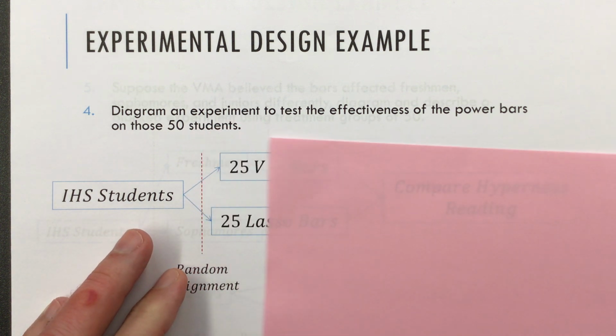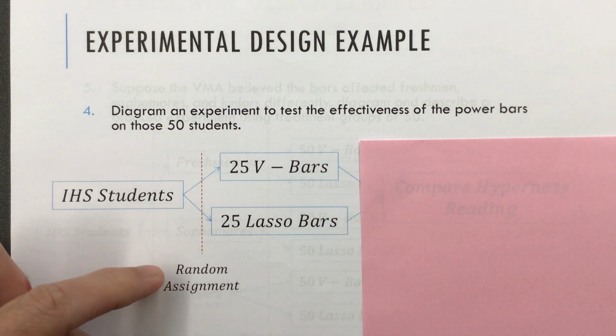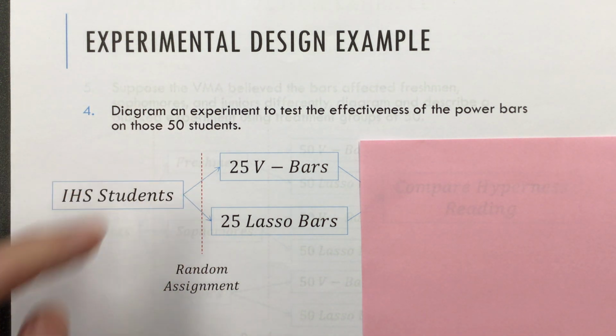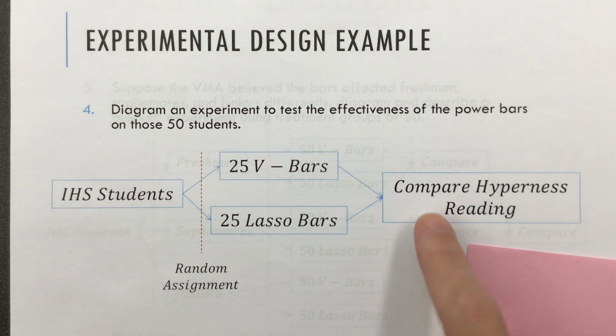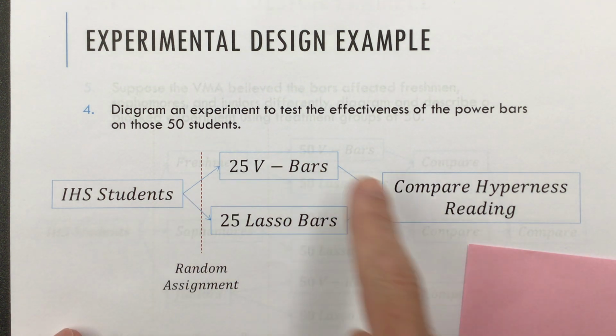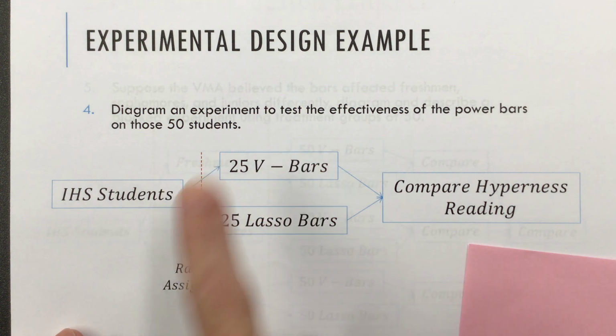Okay. So since I have 50 students and I have 2 bars, I would randomly assign 25 to each bar, and then use my hyperness gauge and compare their energy readings. Okay, so this is just the simplest experiment you could run with comparison. Make sure, by the way, when you do your diagram, you must have random assignment somewhere in the diagram, and it must be in the appropriate place, right? We'll talk more about the appropriate places as the design gets better.